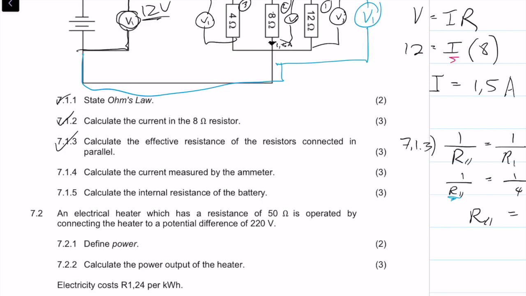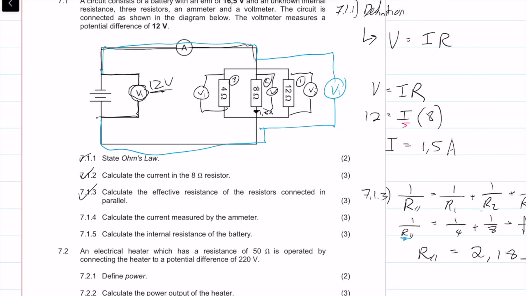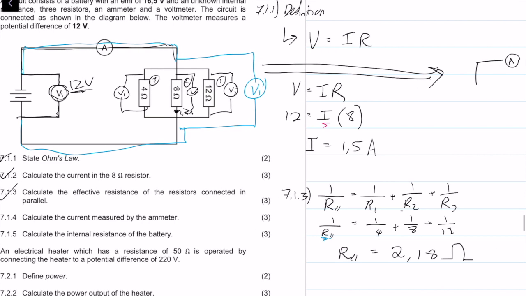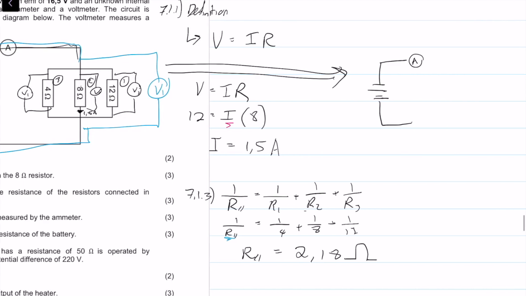Calculate the current measured by the ammeter. What I'm going to do now is draw an equivalent circuit. The equivalent circuit would look something like this. We have our battery, and then we have our R parallel. I draw resistors a bit different to these diagrams, I draw them like that. R parallel is equal to 2.18, and we know that the voltage was 12 volts.